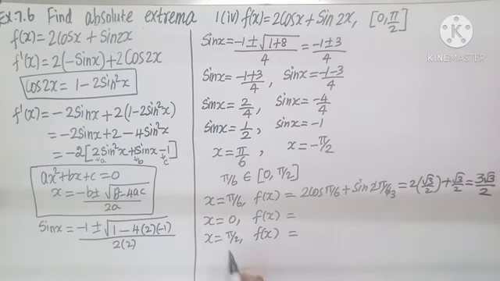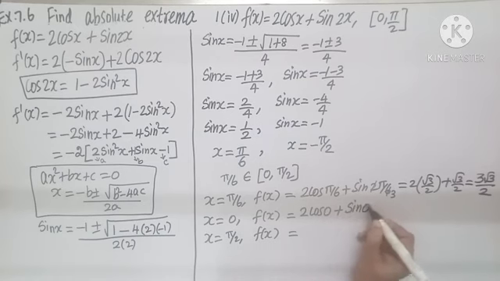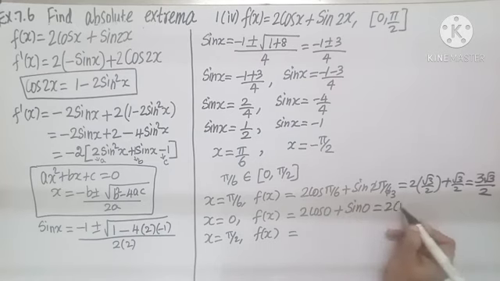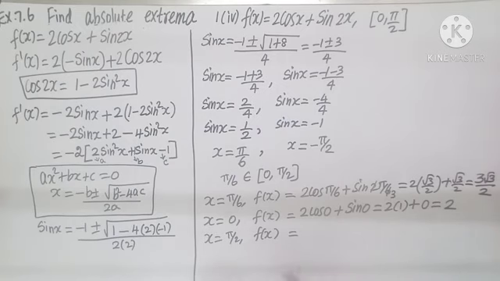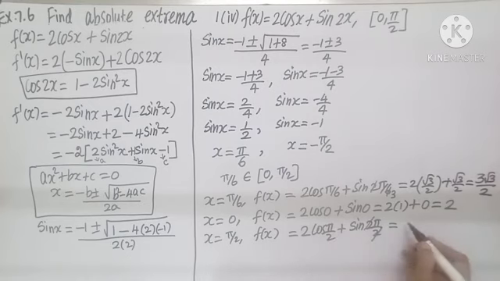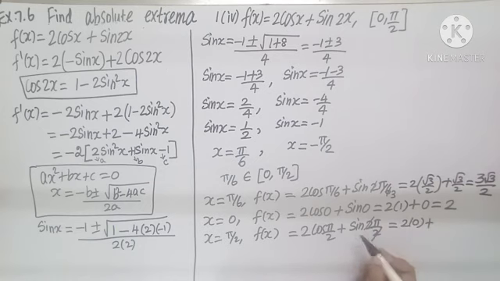If I substitute x as 0, 2 cos 0 plus sin 0. Cos 0 is 1. Sin 0 is 0. 2 into 1 is 2. That is the answer. When it is pi by 2, 2 cos pi by 2 plus sin 2 into pi by 2. 2 and 2 cancels. Cos 90 is 0. 2 into 0 plus sin pi is also 0. Altogether the answer is 0.